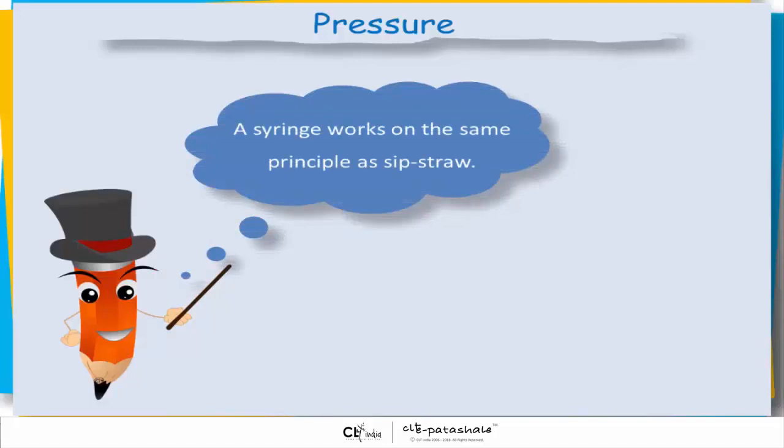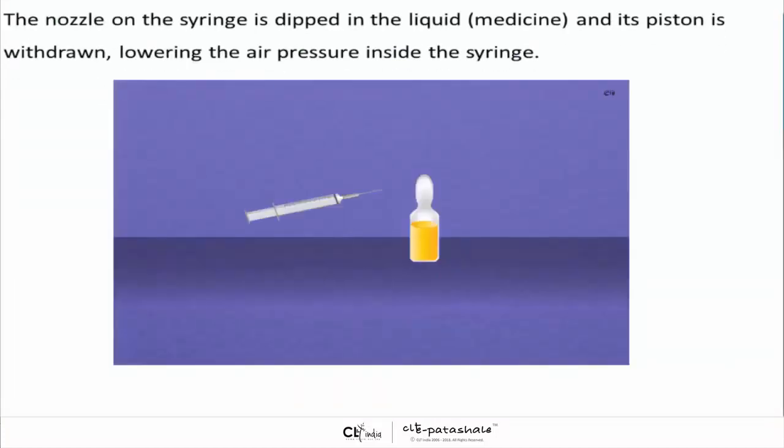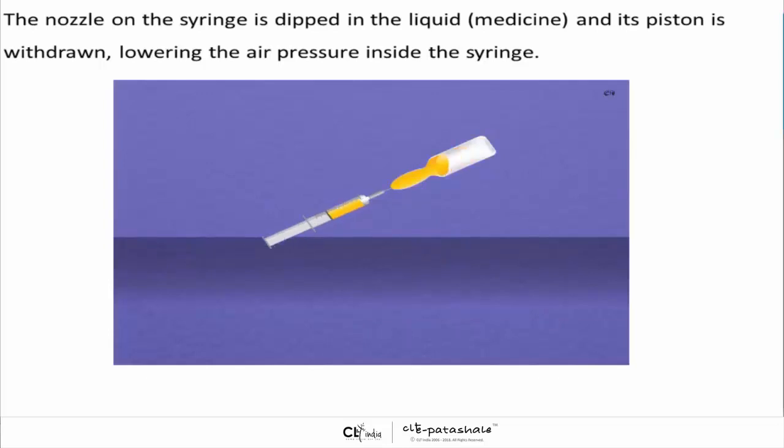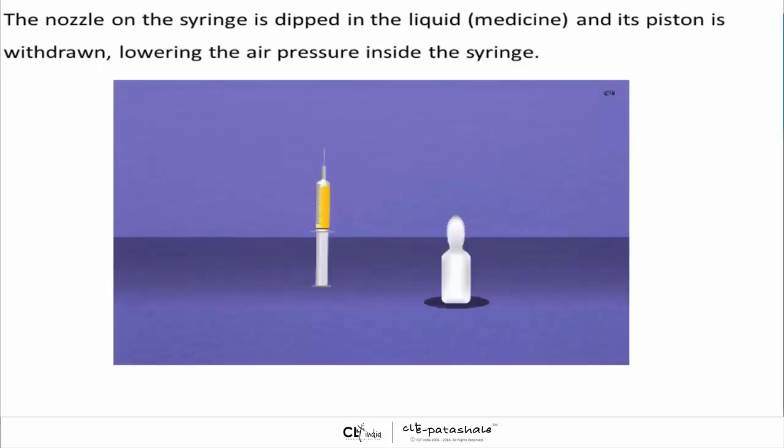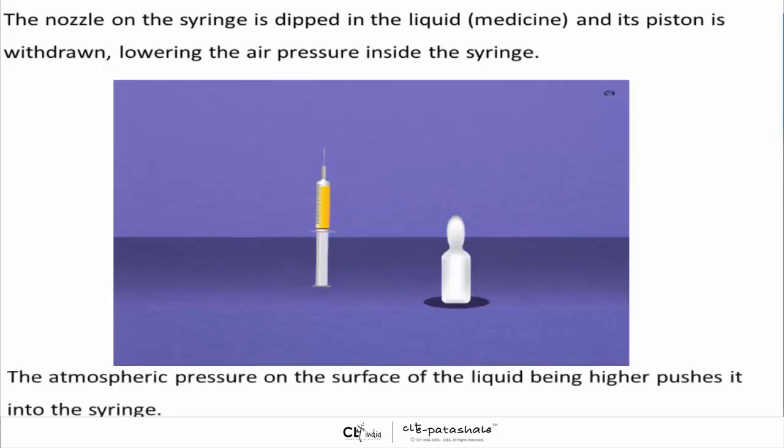A syringe works on the same principle as a sip straw. The nozzle on the syringe is dipped in the liquid or a medicine, and its piston is withdrawn, lowering the air pressure inside the syringe. The atmospheric pressure on the surface of the liquid being higher pushes it into the syringe.